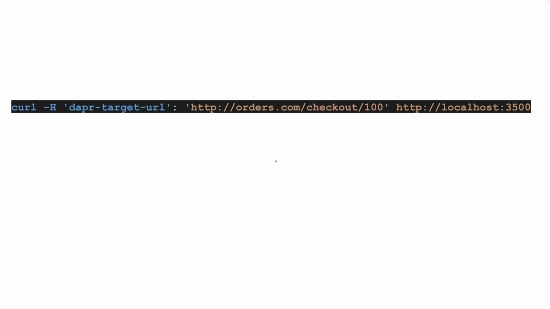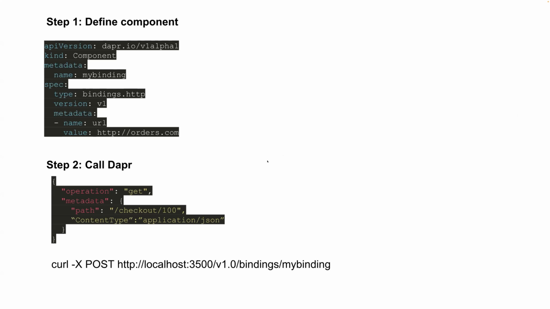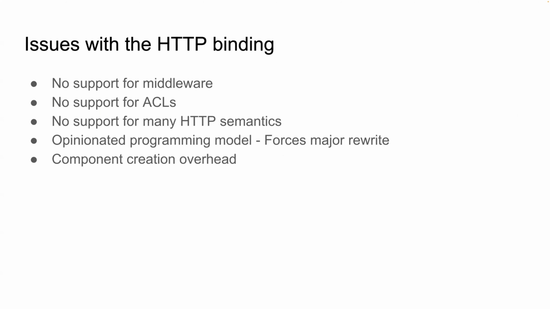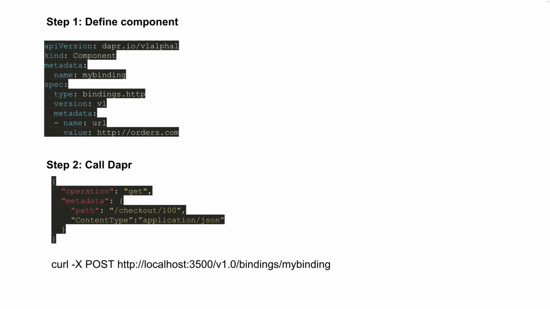So this becomes extremely simple compared to this. You don't have any YAMLs to maintain. You don't have any special rewrite that you need to make. There is nothing special you need to do. You get all of the HTTP semantics that are supported, and you get ACLs and middleware and telemetry and resiliency policies that are all working for service-to-service invocation today.